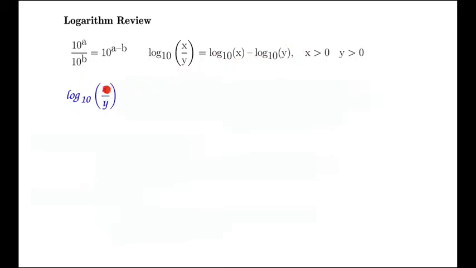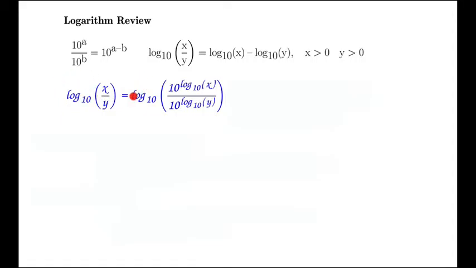So we take log base 10 of x over y, and what we're going to do is write the x and the y in terms of logarithms, using the fact that exponents and logarithms undo each other. So we replace that x right there with 10 to the log base 10 of x, because 10 to the log base 10 of x is the same as x. 10 and log base 10 undo each other. We replace that y right there with 10 to the log base 10 of y, because 10 to the log base 10 of y is just y, because 10 and log base 10 undo each other.